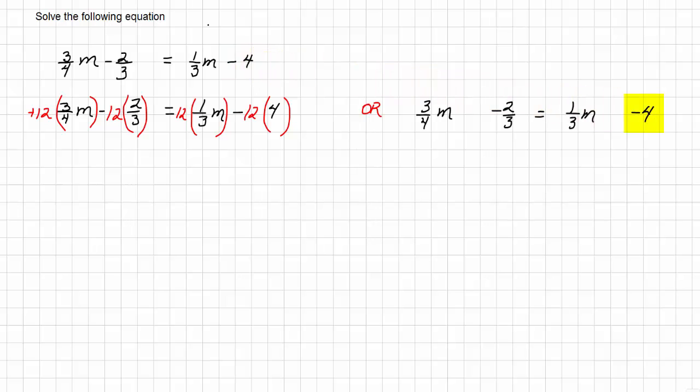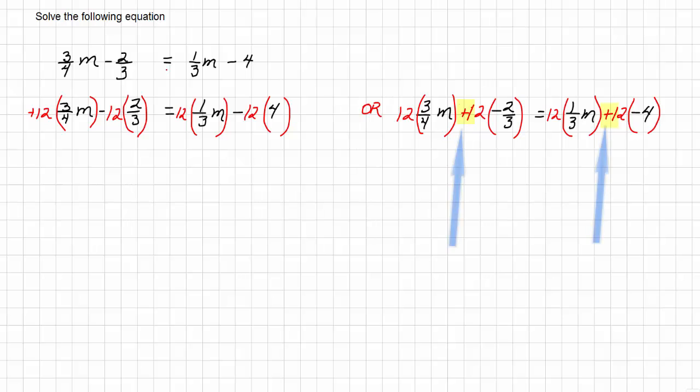So now when I multiply by 12, the first term doesn't change at all. But for the second term, I have to write plus 12, and then in brackets, negative 2/3, which is a different way of writing it. And then 12 times 1/3 m, and then plus 12 again times negative 4. I have to put the plus 12 in here to separate it from the bracket before it.